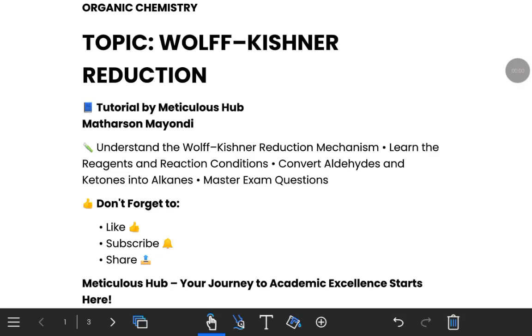In the third session, we're going to look at Wolff-Kishner reduction, and we'll understand it better once we do the mechanism. We'll also understand the reagents which are used in this Wolff-Kishner reduction, and we'll know how to convert certain aldehydes or ketones into alkanes. So let's get into it.